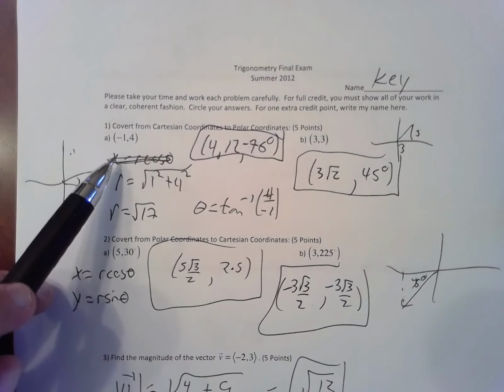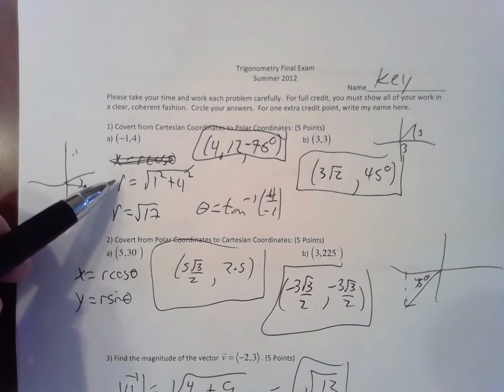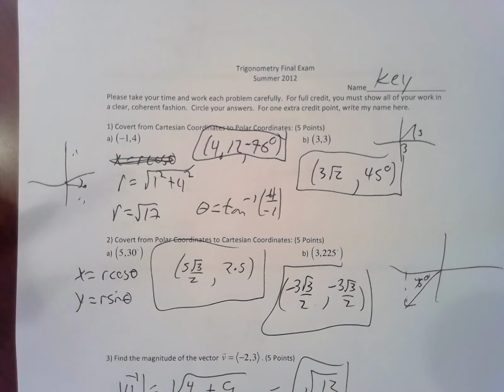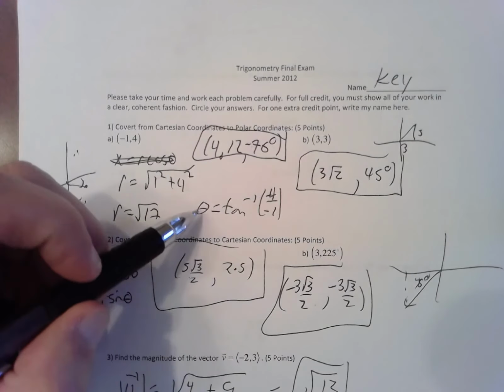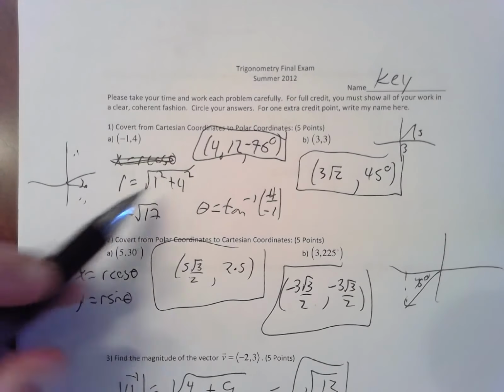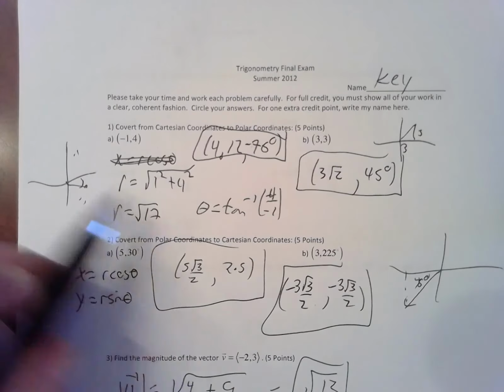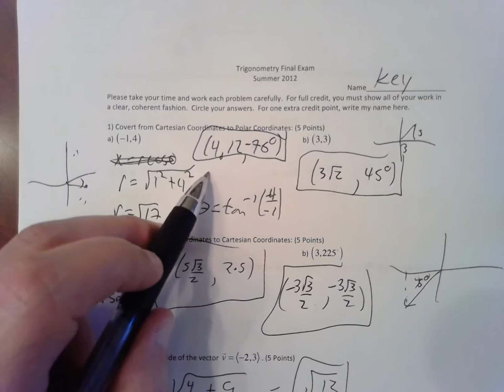Okay, here on this one, we were converting from Cartesian to polar. So we're using r as square root of x squared plus y squared. And then theta is the inverse tangent of y over x. We have to check our quadrant. This point lives in quadrant 4, so I can trust the calculator there. That's how I got these numbers.